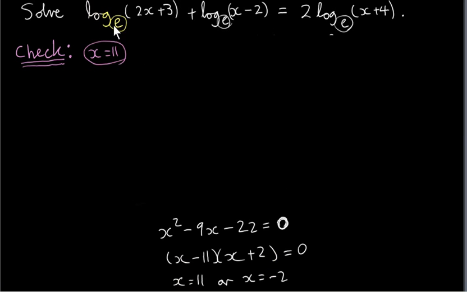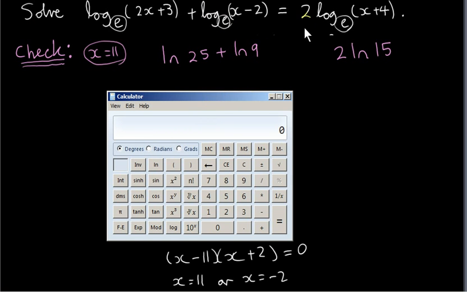So what have we got? We've got log to the base e, which I can write as ln of 2 times 11 plus 3. 2 times 11 is 22. 22 plus 3 is 25. Plus ln, which means log to the base e, of 11 minus 2, which is 9. So that's the left-hand side. On the right-hand side, we have 2 times ln of 11 plus 4, or 2 times ln of 15.